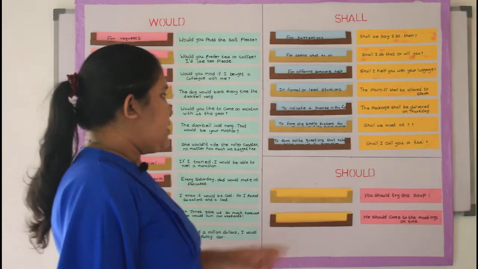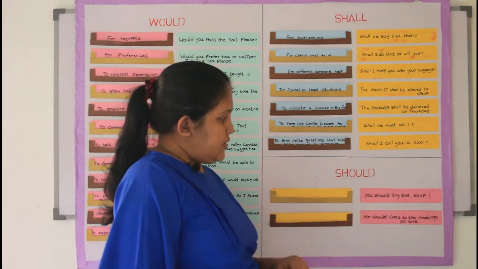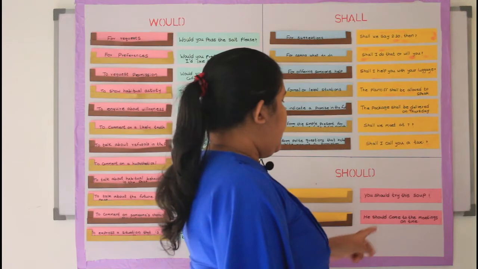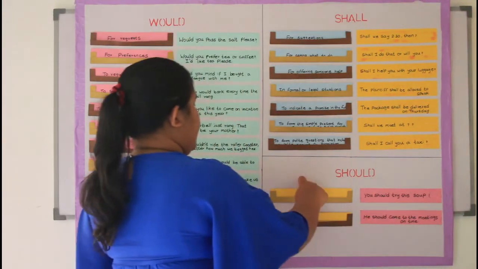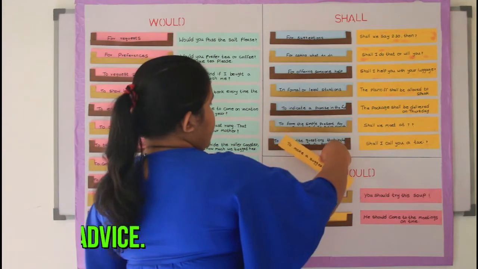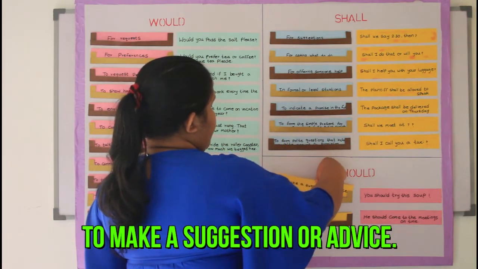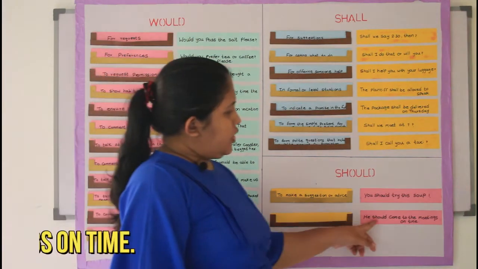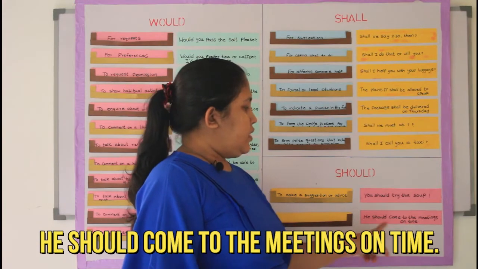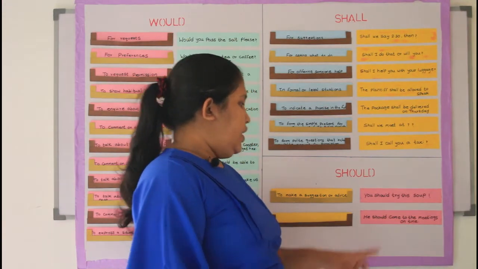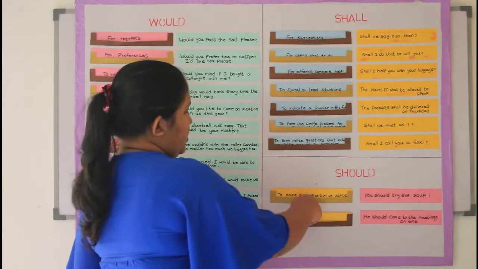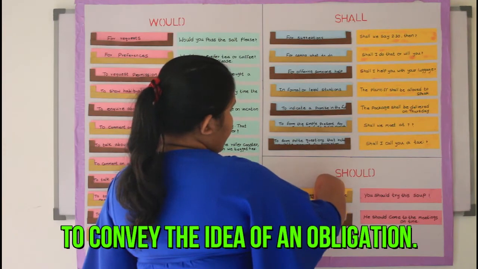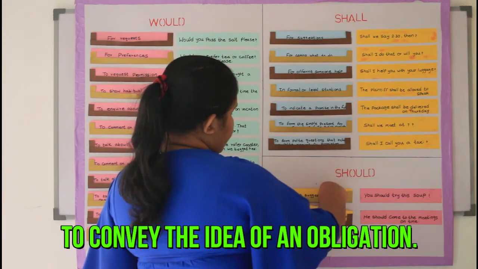Next modal verb is should. Look at this sentence. You should try this soup. Here the modal verb should is used to make a suggestion or advice. Next one. He should come to the meetings on time. Here the modal verb should is used to convey the idea of an obligation.